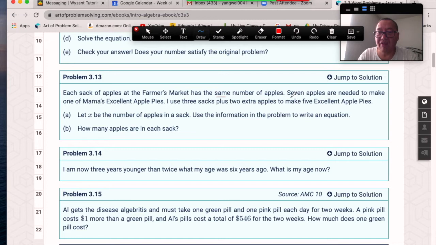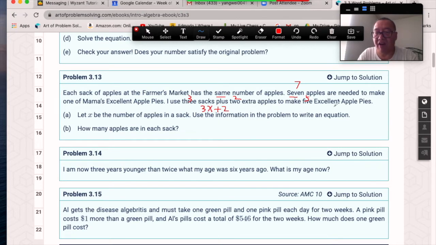So now see here, 7 apples are needed to make one of Mom's excellent apple pies. I use 3 sacks plus 2 extra apples to make 5 excellent apple pies. Now let's set x to be the number of apples in a sack. So I use 3 sacks of apples, then plus 2 extra. That means I used 3 times x plus 2 apples, right?